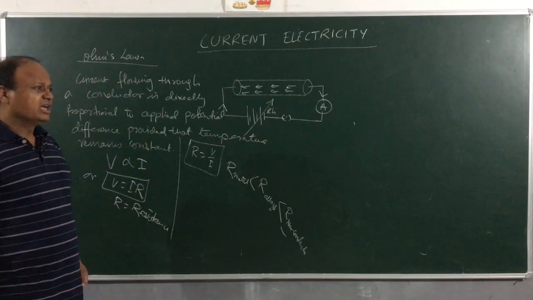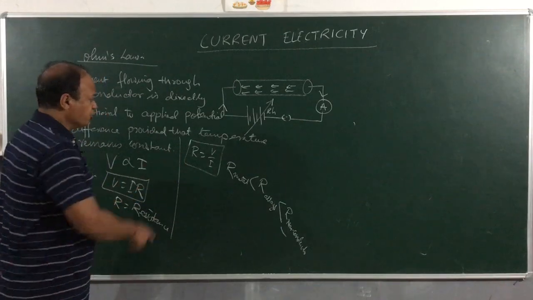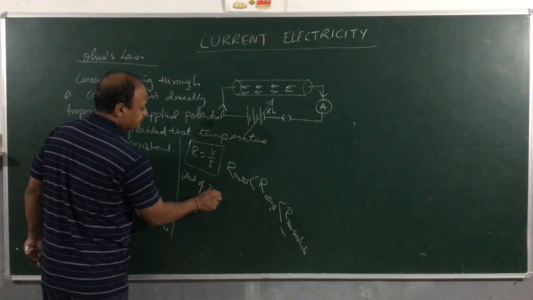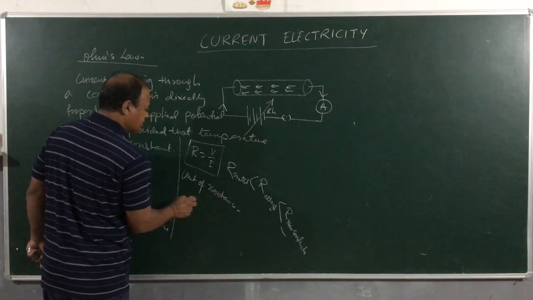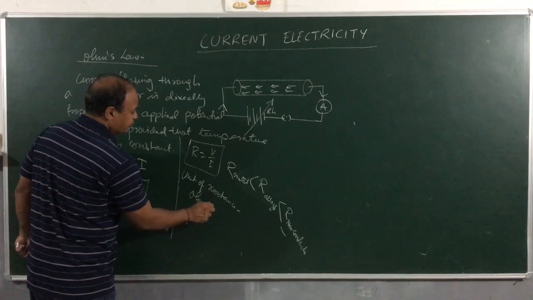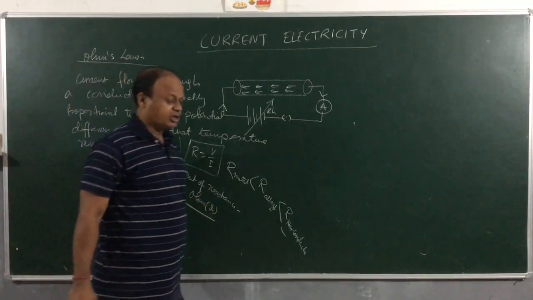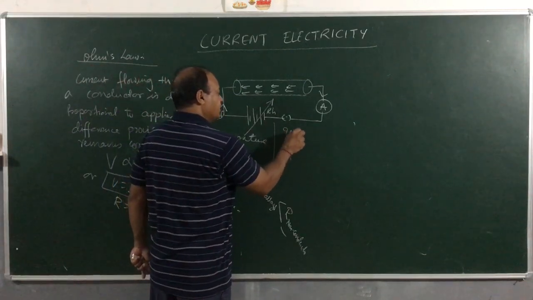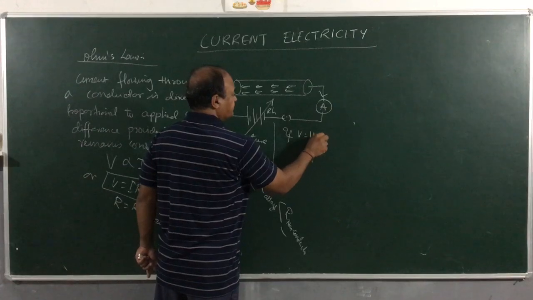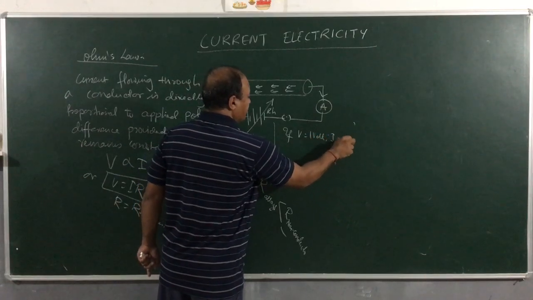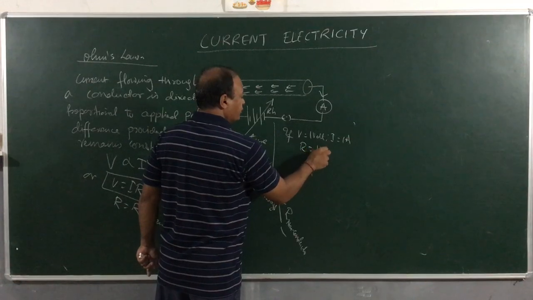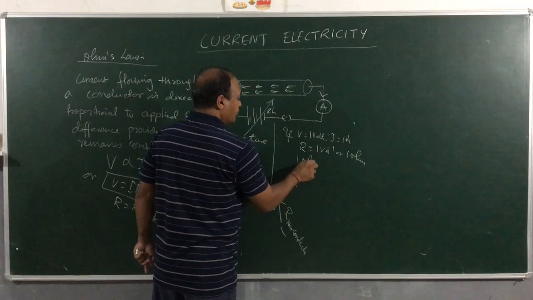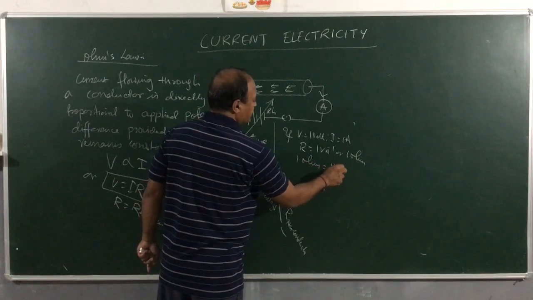So let us understand the factors on which, but before that, the unit of resistance, you already know, you are in class 10. Unit of resistance is ohm, we denote it by omega. Unit of resistance is ohm, we denote it by what? Omega. If V is equal to 1 volt and I is equal to 1 ampere, then R is equal to 1 volt per ampere or 1 ohm. That means 1 ohm is equal to 1 volt per ampere.